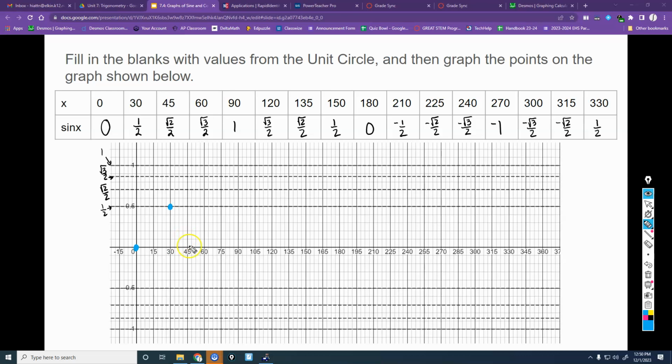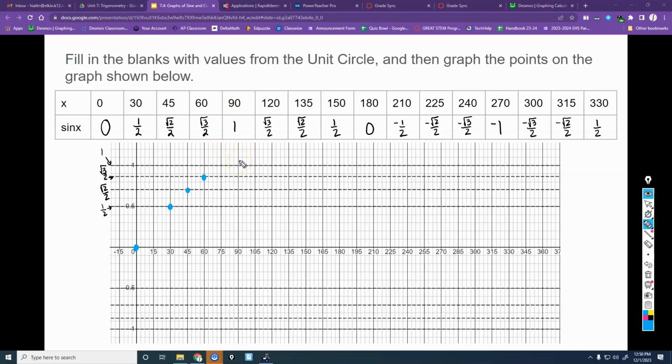Then 45 degrees is square root of 2 over 2. 60 degrees is square root of 3 over 2. And so on. Okay? I'm going to freeze my screen. I want you guys to graph all of those points, every single one of them there.